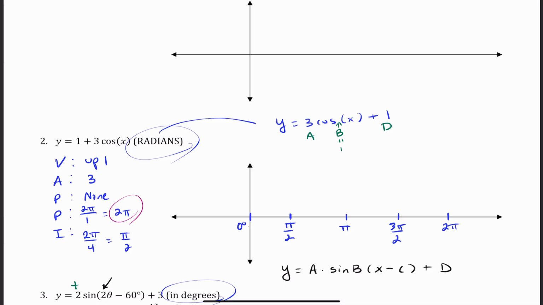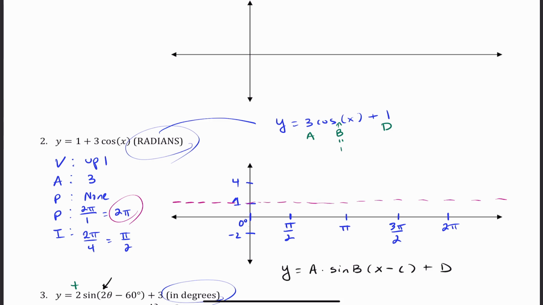So we're going up 1. Okay, so we're going up 1. And then our amplitude is 3. So I need to do 1 plus 3, that is 4. And then 1 minus 3, that is negative 2. Okay, so here is negative 2. And I'm going to adjust the graph a little bit. Okay, I think that looks good. We're going to go ahead and dash the middle, which is at 1.